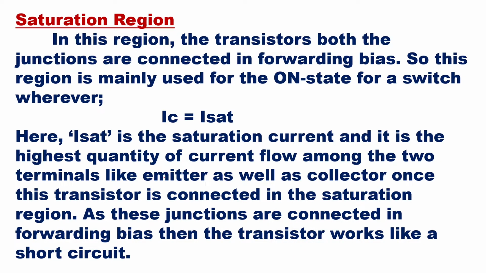So it is a saturation current, ISAT. Here ISAT is the saturation current, and it is the highest quantity of current flow among the two terminals, like emitter as well as collector. Once this transistor is connected in the saturation region, as these junctions are connected in forward bias, then the transistor works like a short circuit. Okay, so it will be a closed switch.